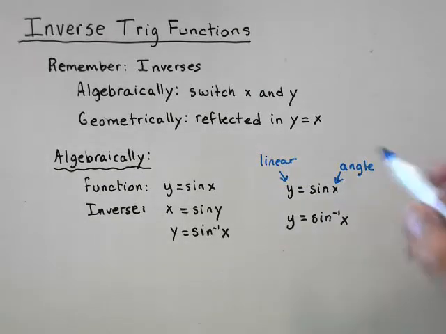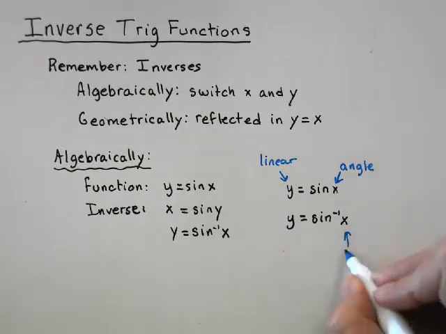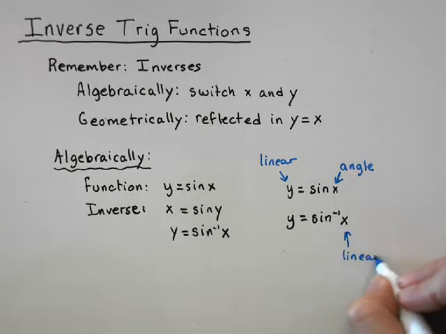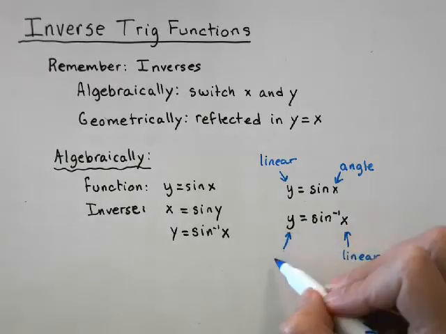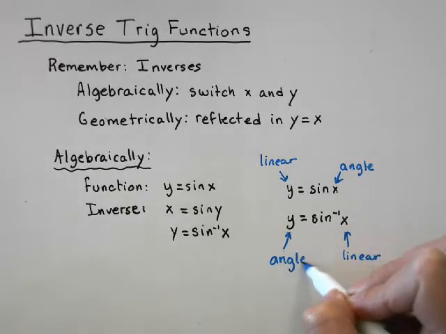For the inverse that is switched, what we're going to input is the linear measurement, like root 3 over 2. What we're going to get out as our answer is the angle.